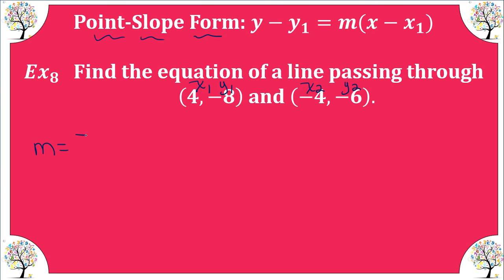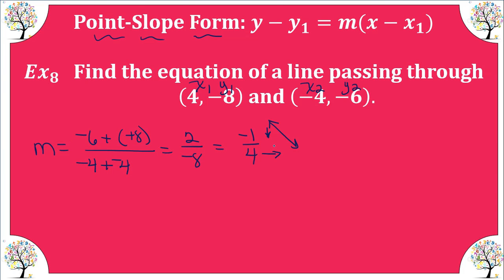We have y2, -6, minus y1, -8. Again, be careful with your negatives. Over x2, -4, minus x1 of 4. This gives us a rise of 2 and a run of -8. But when we rewrite this, I'm going to bring the negative up to the top and simplify this to -1/4. Anytime I have a negative in the denominator, I like to put it with the numerator, and that way I'm going up or down. In this case, I'll be going down, but I'll still be going to the right. So this is going down 1 and right 4, having a negative slope.